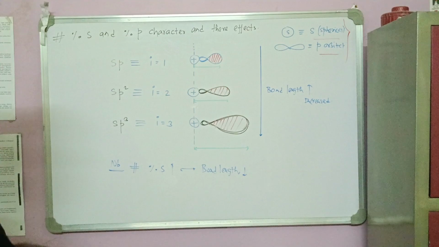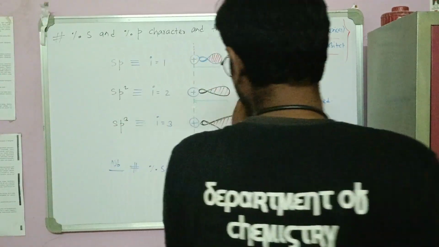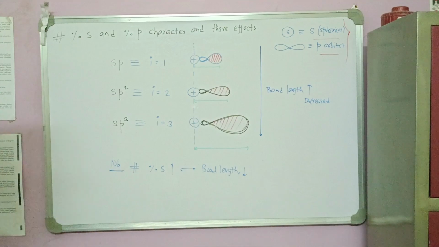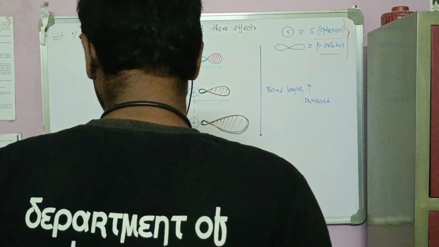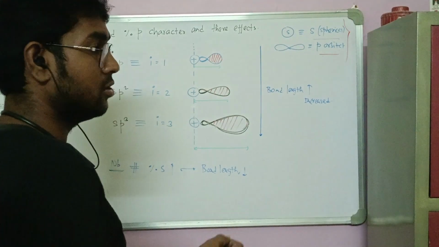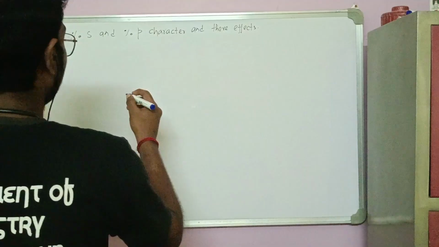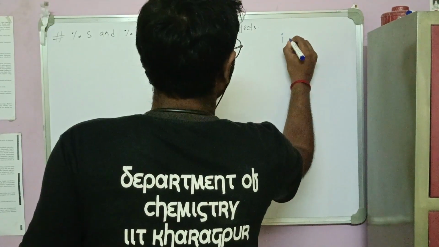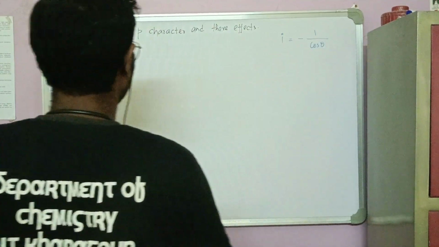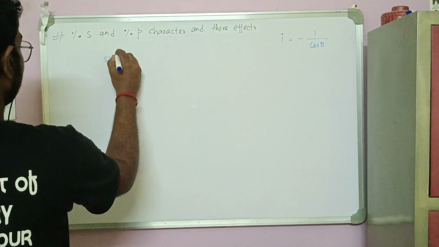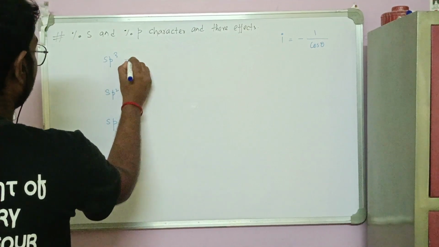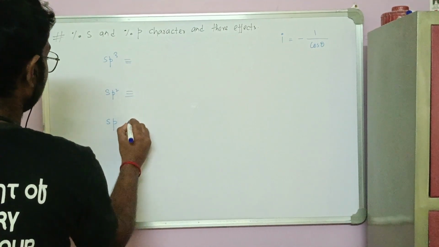So now let's discuss the effect on bond angles, because we know the equation which connects the bond angle with the hybridization, that is i equals to minus 1 by cos theta. We know the equation i equals 1 minus 1 upon cos theta, and for sp3, sp2 and sp, what will be the shapes?